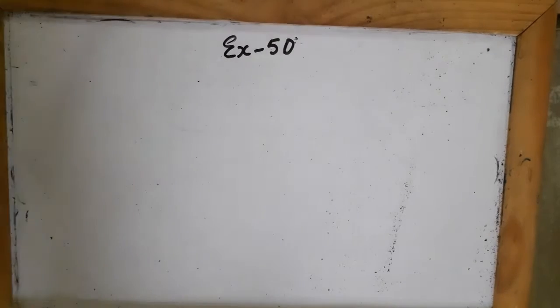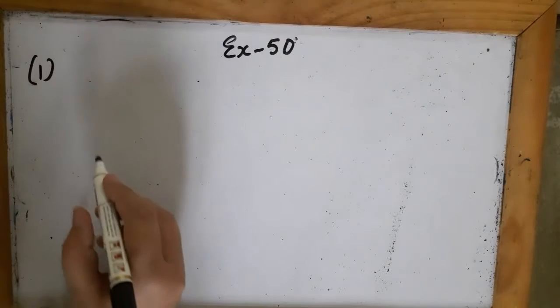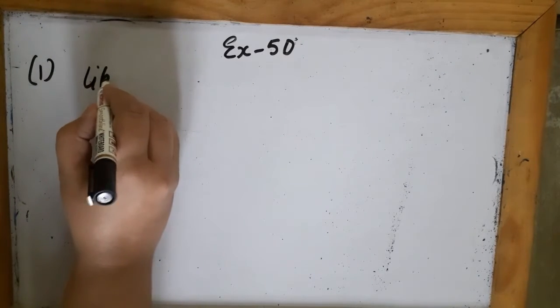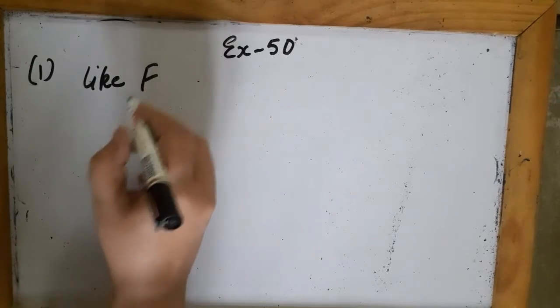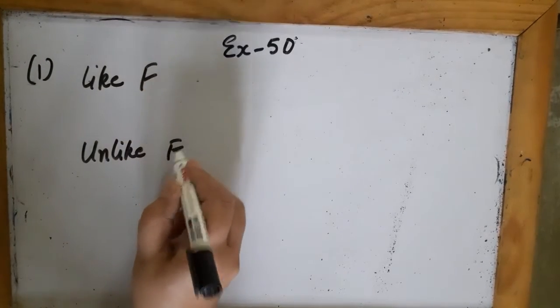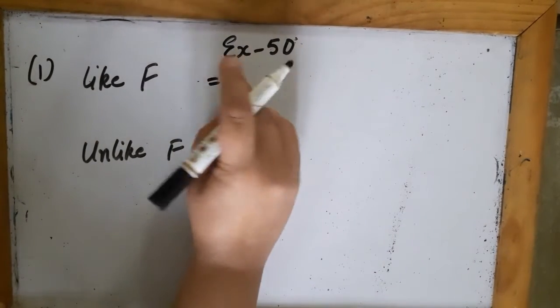Now we start with the exercise 5D. The first question says define the like and unlike fractions and give 5 examples of each. So, what are like fractions and what are unlike fractions? Now, like fractions are those fractions which have the same denominator. Let me give you some examples.